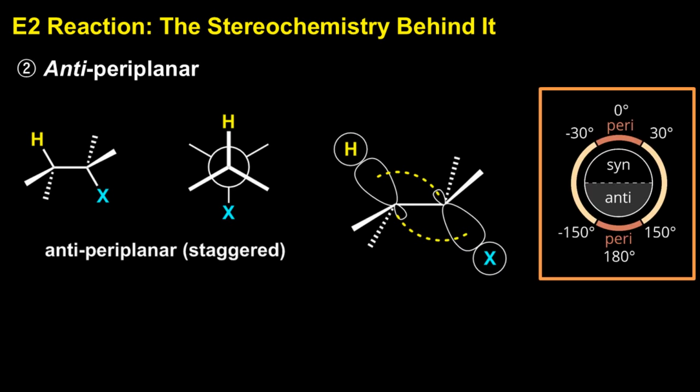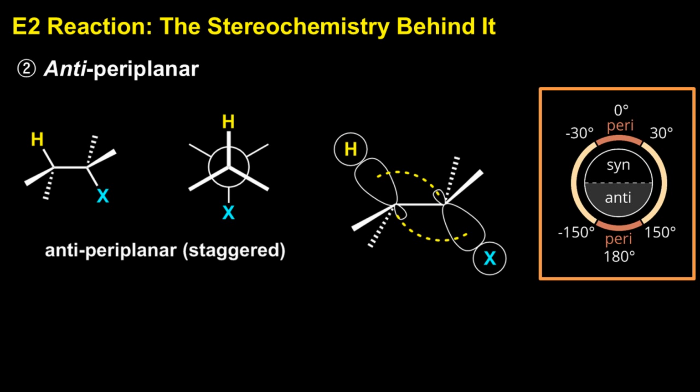Now let's talk about one of the key geometries in the E2 reaction, the anti-periplanar arrangement. To see why this matters, we first need to understand what periplanar actually means. It simply means that two atoms or groups lie in the same plane, relative to a single bond. And this kind of alignment is super important because it allows for proper orbital overlap, and that's what makes electron flow smooth and efficient. There are two main types of periplanar arrangements.